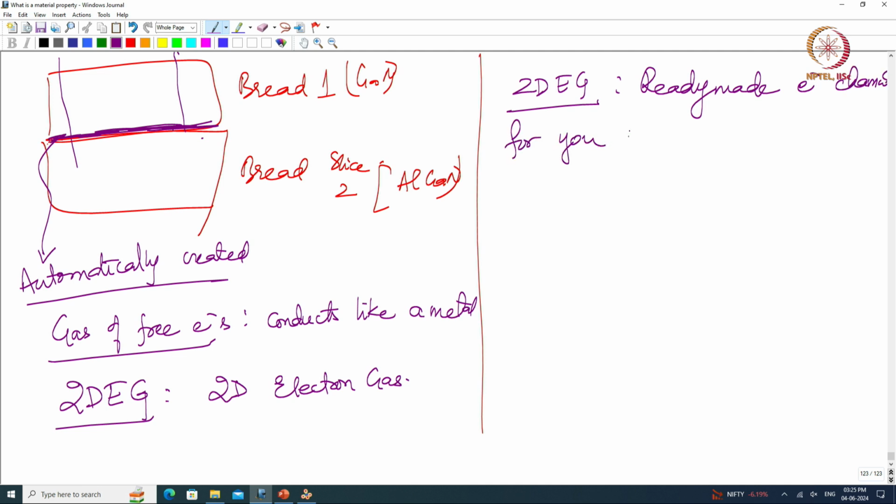If you are thinking about transistors, in MOSFETs, you have to create a channel by applying some gate voltage. Here you already have a ready-made electron channel; now you have to switch it off and switch it on. So you can use it as a transistor.